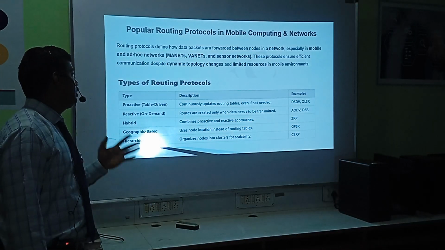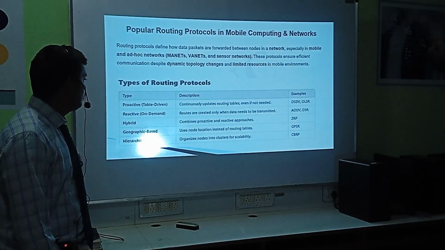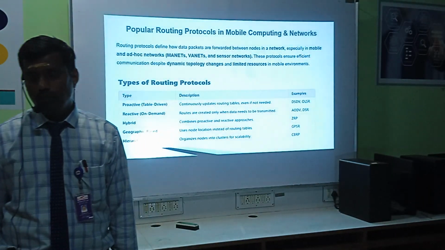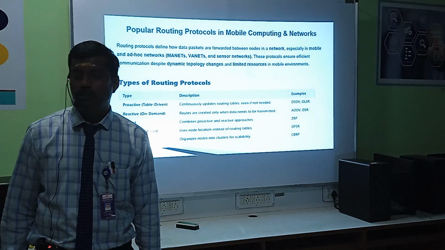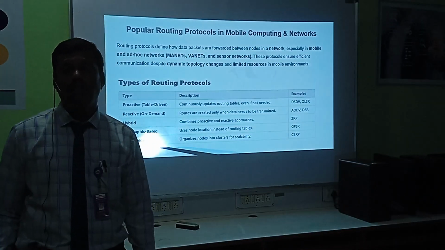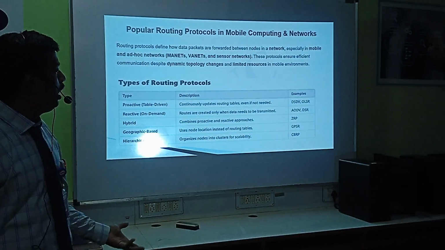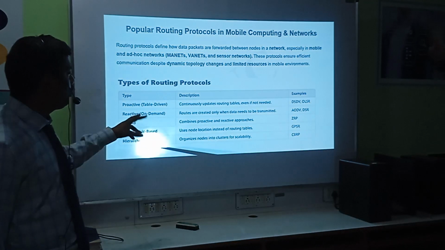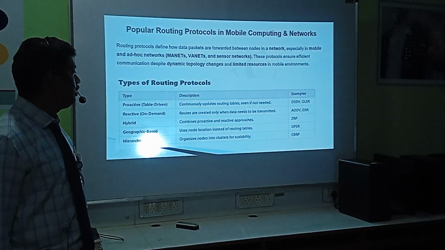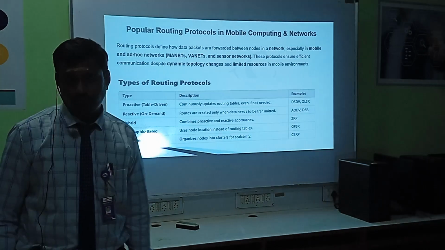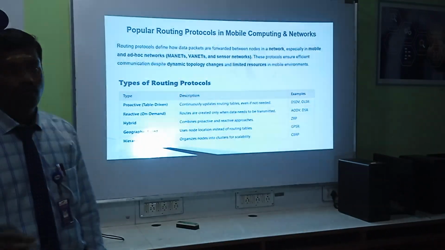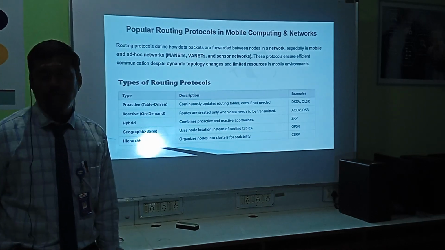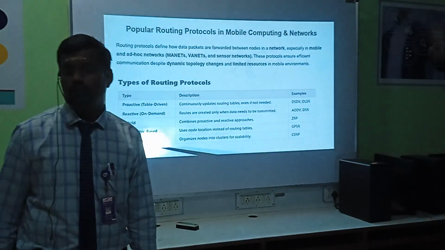Next, we'll see what the popular routing protocols are in the case of mobile computing and networks. There are several popular protocols used in routing. Proactive continuously updates the routing tables even if not needed, and reactive means routes are created only when they are needed. Hybrid is a combination of both. Geographical-based uses node locations instead of routing tables, and hierarchical organizes the nodes into clusters for scalability.